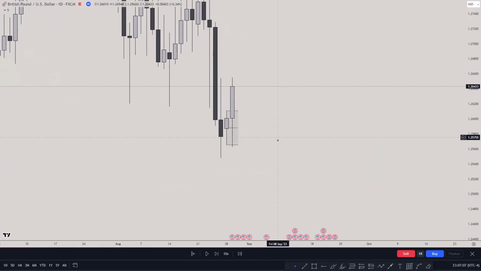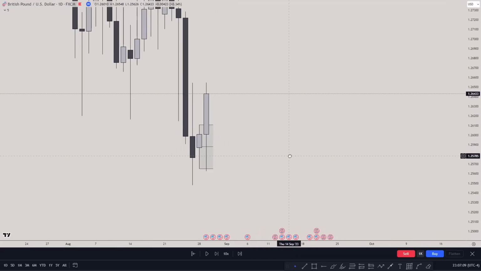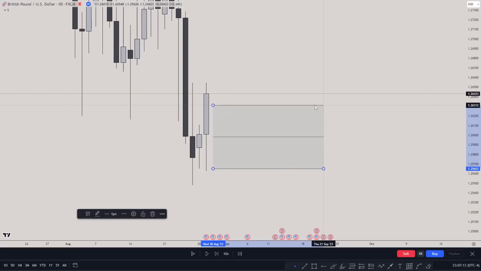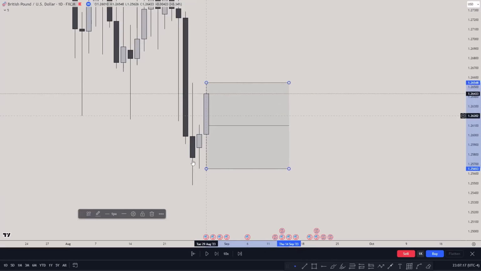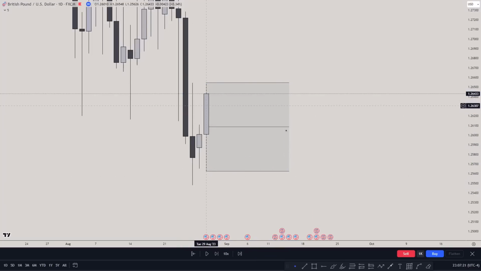Now we continue to the daily time frame, and what do we see here? You see price sweep the liquidity and started to go up. So very big expansion candle here. What I can do is apply the same gap box here again at this candle and do the same.